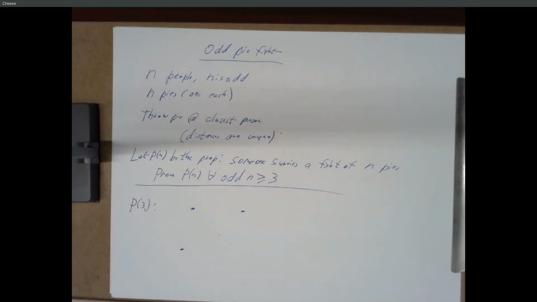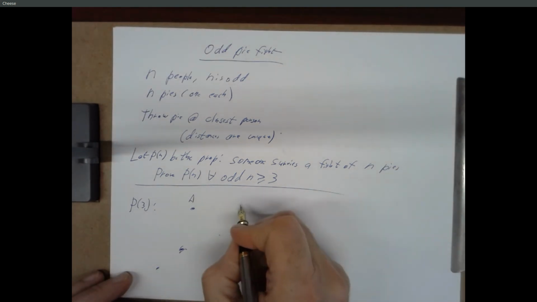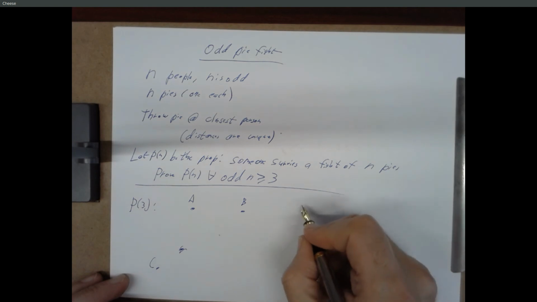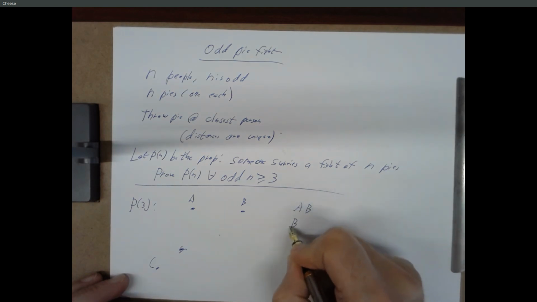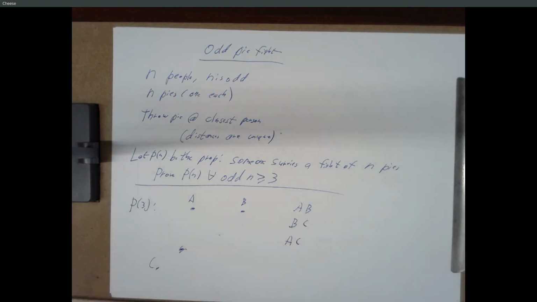Well, depending on, that's not a very good picture. Let's make something extreme. If you look at the set of distances between people, so let's just call these people A, B, and C. We look at the distance from A to B, B to C, A to C. Since every distance is unique, there's going to be a unique smallest number among those 3 distances. Whichever 2 people that distance corresponds to, they're going to throw their pie at each other.